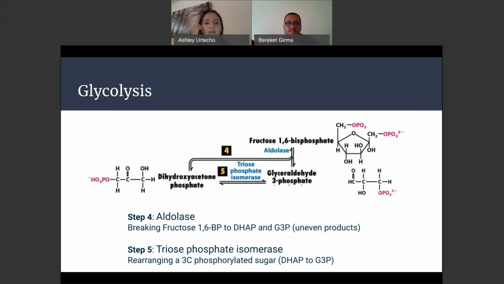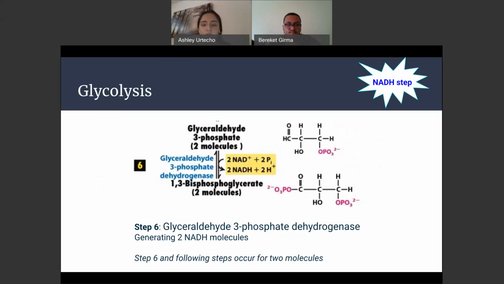Okay. So step 6 now. Now that we have our 2 molecules of G3P, we got what we wanted. We have the enzyme glyceraldehyde 3-phosphate dehydrogenase. Like I said before, dehydrogenase is a type of oxidoreductase, and we know that we're going to have an oxidation and a reduction reaction. So G3P is going to be converted into 1,3-bisphosphoglycerate. The way we can see this is that we are adding a phosphate group onto G3P on the 1 carbon. So we're replacing this hydrogen with a phosphate.